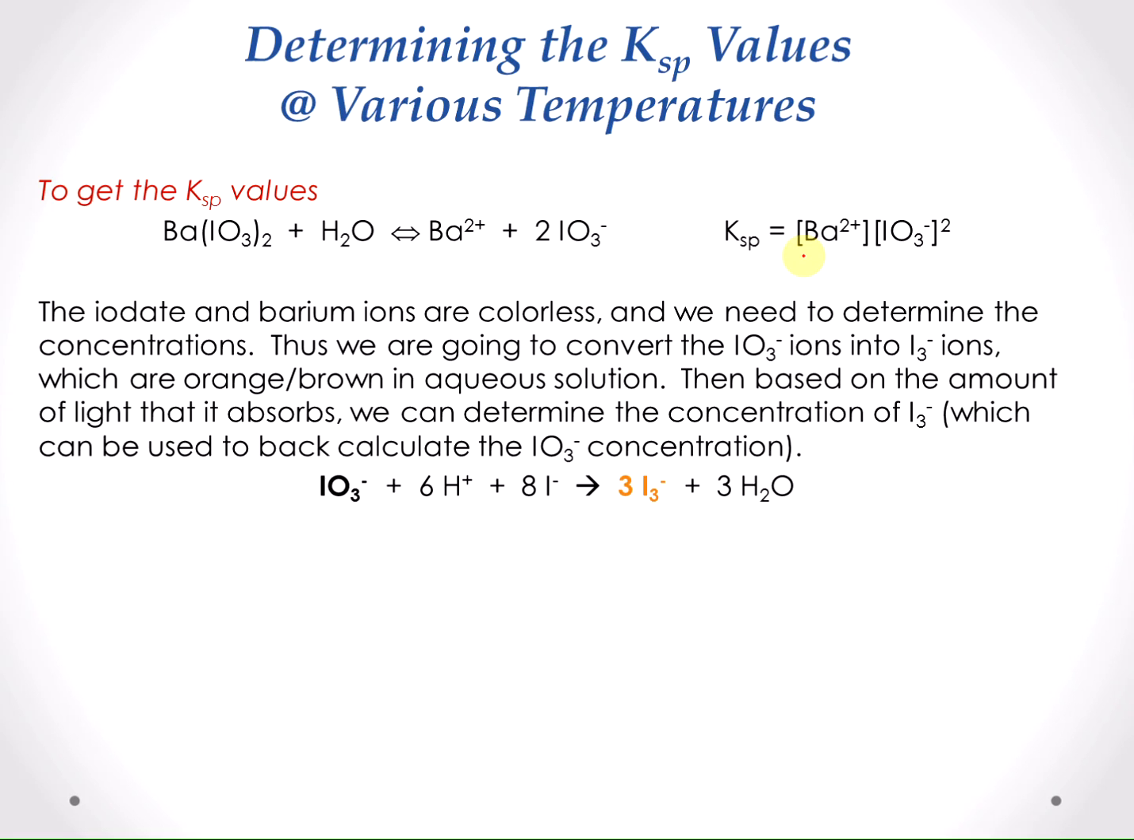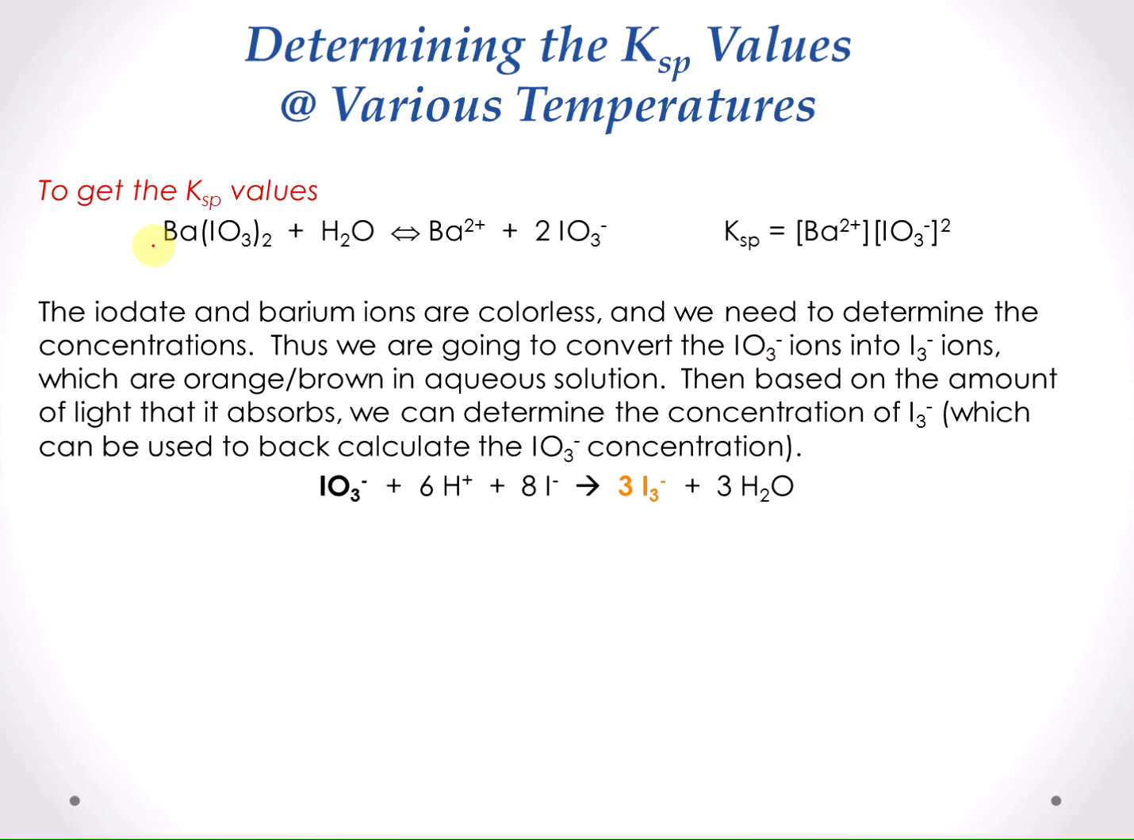So what we're going to do is convert the iodate ions into I3 minus ions. And the I3 minus ions, the triiodide ions, are orange-brown in color. And because they're orange-brown in color, this means that they absorb light. And based upon the amount of light that it absorbs at a particular wavelength, we can determine the concentration of the triiodide that's in there using Beer's law. And if we know the concentration of the I3 minus, we can back calculate the concentration of the iodate.